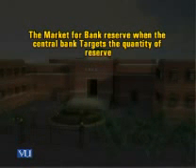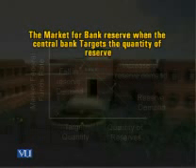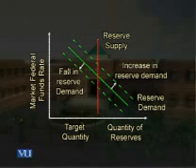For that, let's see the market for bank reserves when the central bank targets the quantity of reserves. Now here we have taken the quantity of reserves on the x-axis and we have taken the market federal funds rate on the y-axis. When the central bank targets the quantity of reserves, then what do we get? The target quantity of the reserve gives us a vertical supply curve because this is the target. And then we look at the demand for reserves. Now the demand for reserves basically comes from the banking sector. And the price of the reserves is the federal funds rate.